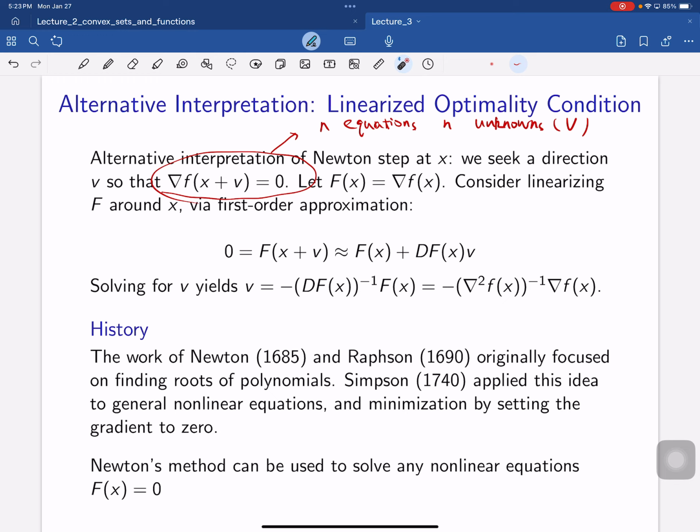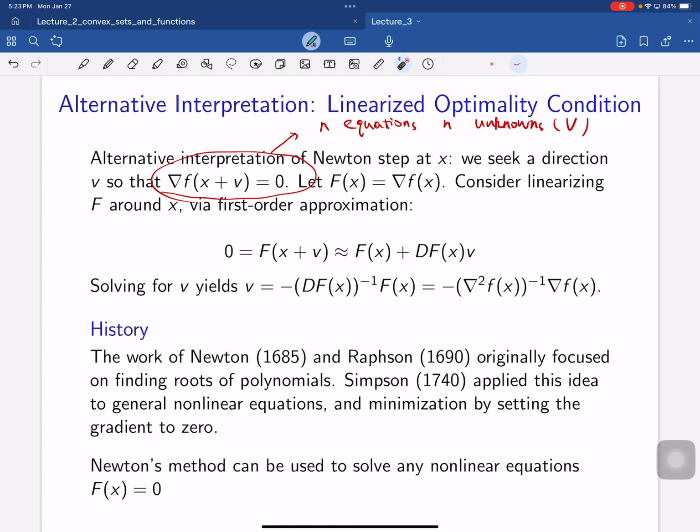This work was proposed by Newton and Raphson, originally for finding the roots of polynomials. Of course, you can imagine solving nonlinear equations is a more basic problem than optimization problems. So you can think about Newton's method for optimization as an application of Newton's method for nonlinear equations.